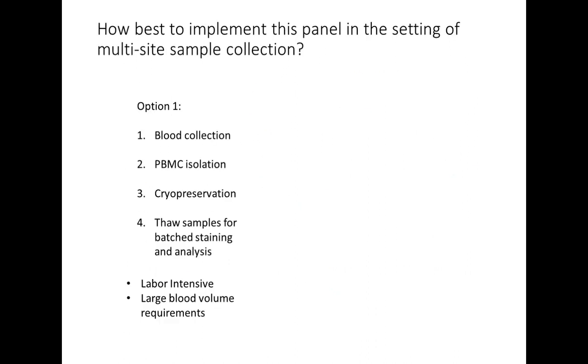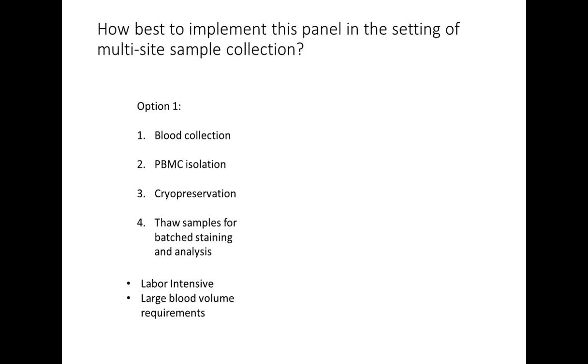So the last aspect I want to touch on here then is how to actually go about implementing this panel in the setting of a multi-site sample collection with these minimal samples, as I touched on before. So one way in which we often deploy CyTOF is to do a standard blood collection. We isolate PBMCs, we cryopreserve PBMCs, and then when we're ready for analysis, we thaw those samples in batches, and we perform our staining. So this is a fairly effective workflow.